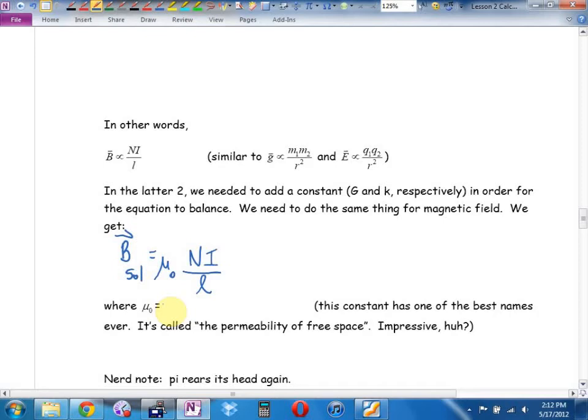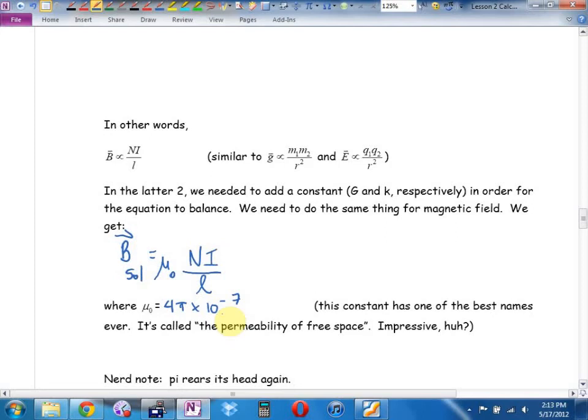What the heck does pi have to do with how strong a magnet is? Like I've said, the universe really seems to like this number. Yeah, it's 4 pi times 10 to the negative 7. And it has one of my favorite names for any constant out there. What's this constant called, Alex? The permeability of free space.